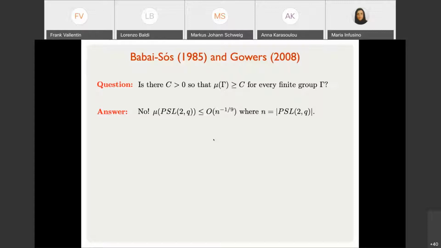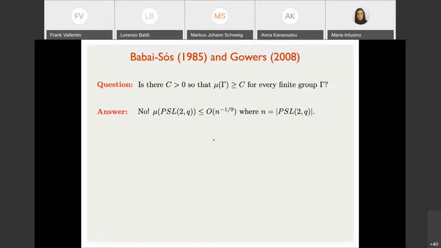He, for example, proved that the density of a product-free set inside of PSL2(q) is upper bounded by O(n^(-1/9)), where n is the size of the group. And if the group size goes to infinity, then of course the right-hand side goes to 0. It shows that there is no universal positive C for all arbitrary finite groups.